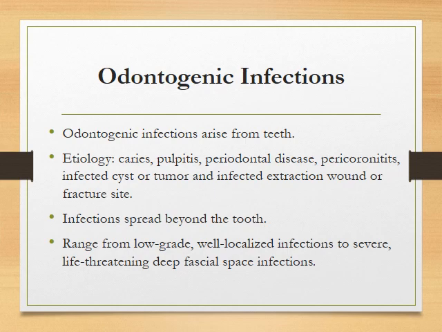The odontogenic infections range from low-grade, well-localized infections, such as periapical lesion, which need minor surgical treatment, such as extraction or incision and drainage and antibiotic treatment, to a severe life-threatening deep facial spaces infection, such as Ludwig's angina and cavernous sinus thrombosis, which we will discuss in detail in the next lecture.